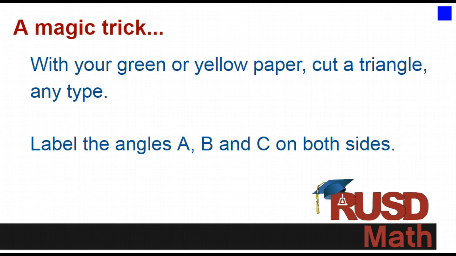So I like to call it a magic trick. Get yourself a colored sheet of paper, cut it into a triangle, any type of triangle you like, an isosceles, equilateral, a right triangle, and label the angles A, B, and C on both sides. And once you've done that, if you need to pause the video at any time, go ahead and feel free to.